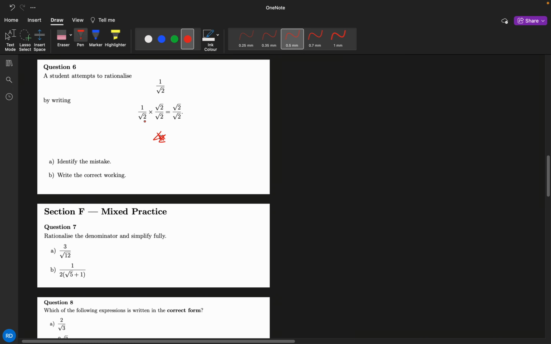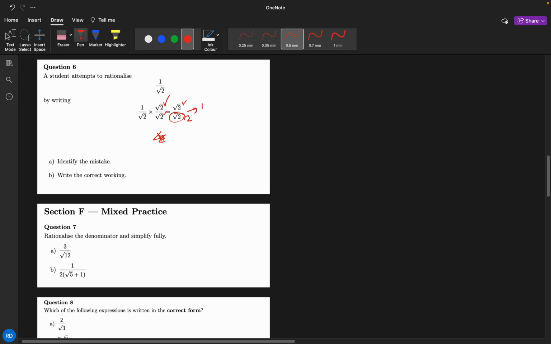Okay, so they've got root 2 on the bottom, so they've multiplied it by root 2 on 2. That part's correct. They're on the right path. So then they've gone 1 times root 2. This part's correct. And then they've done root 2 times root 2. So this part should equal 2, not root 2. So if in this mistake, this should actually equal 1, which isn't correct because obviously 1 on root 2 can't equal 1.